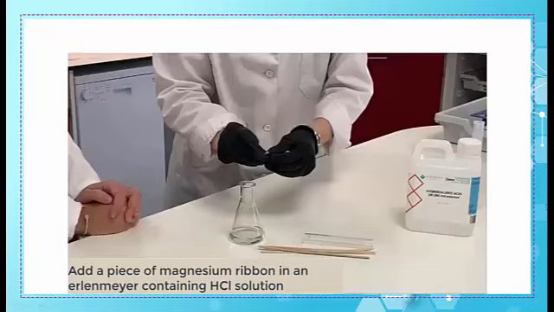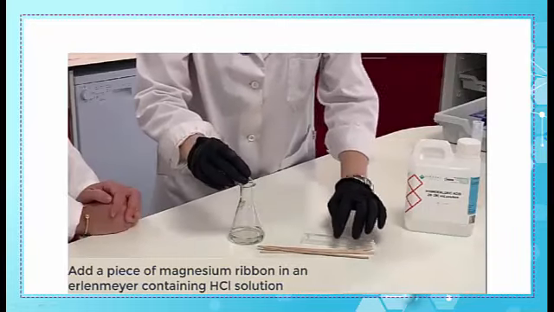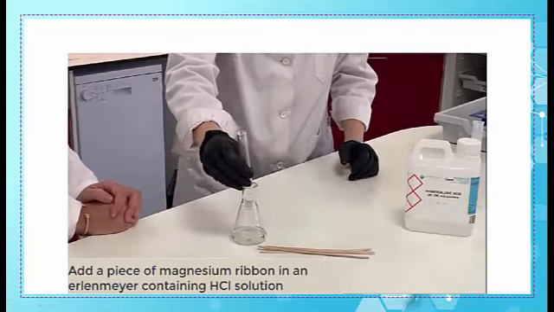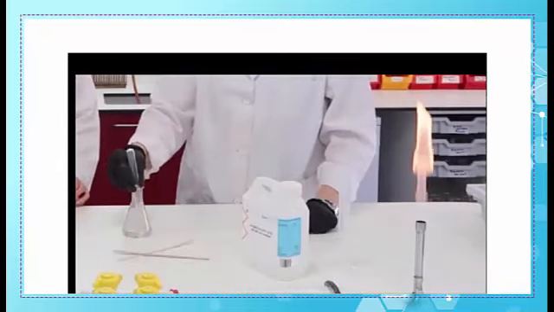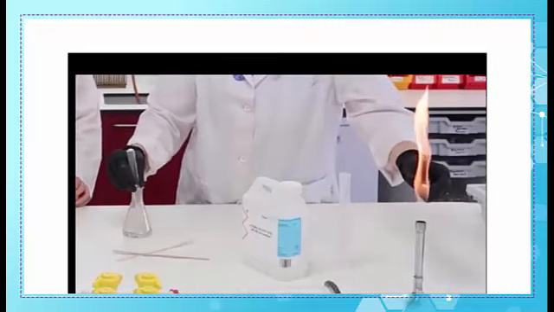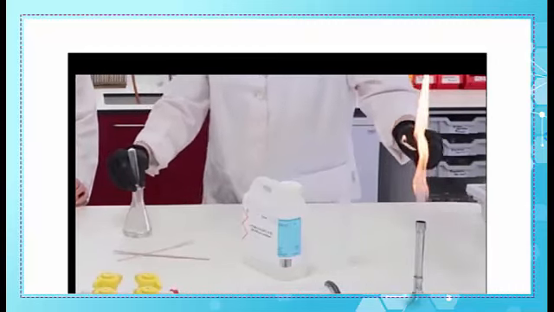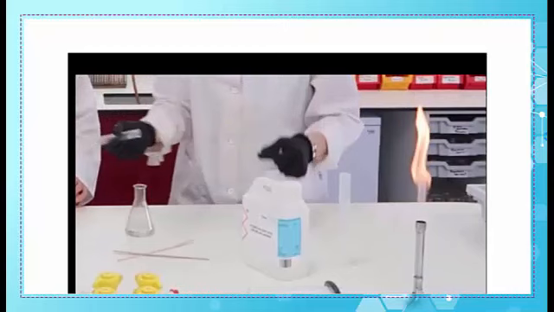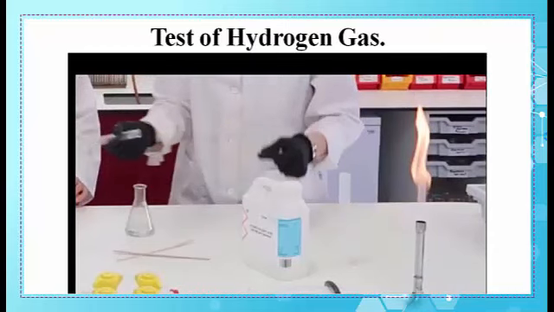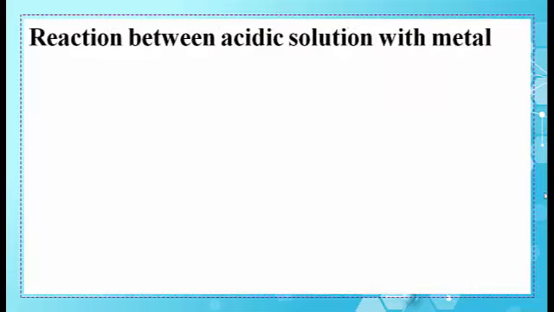To understand this idea better, look at this experiment where we add a piece of magnesium ribbon in an Erlenmeyer containing HCl solution. This is the test of hydrogen gas, where a pop sound was produced when we approached a flame to the test tube containing hydrogen gas.